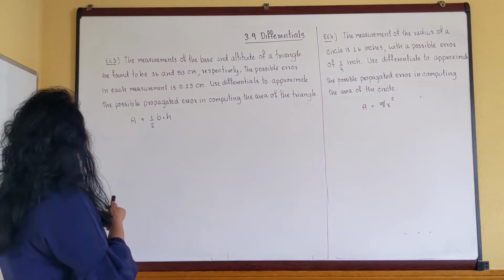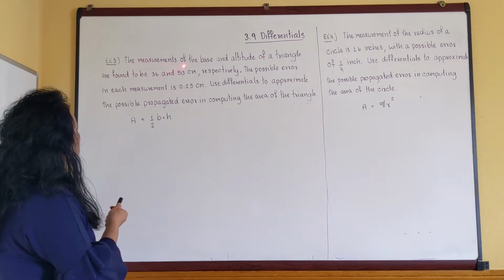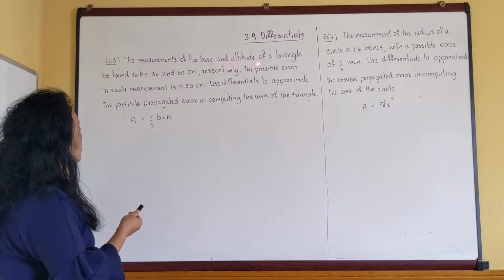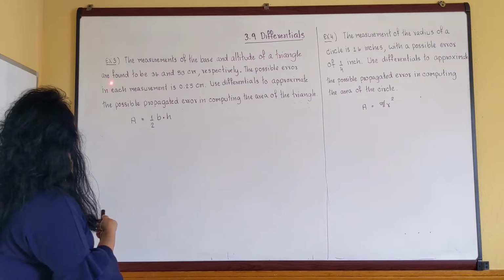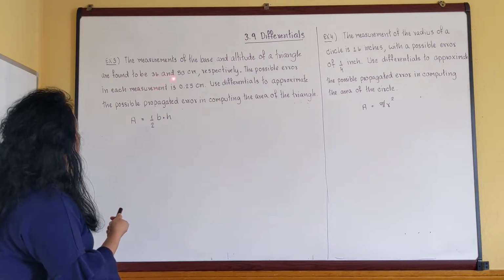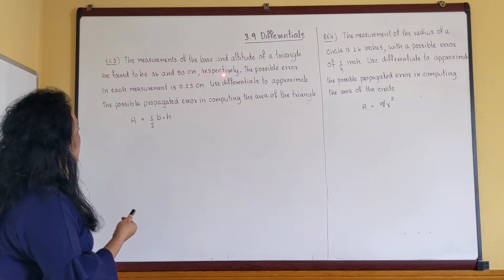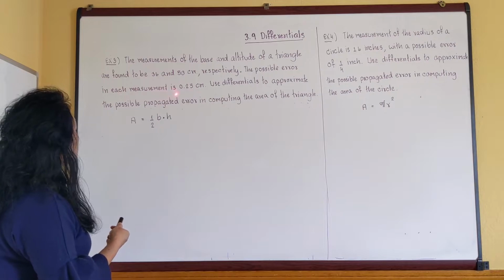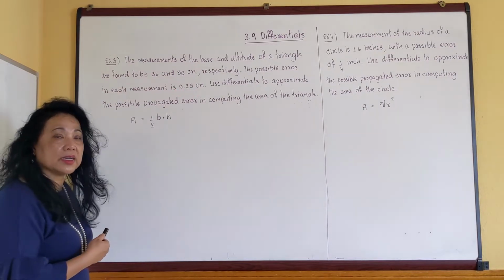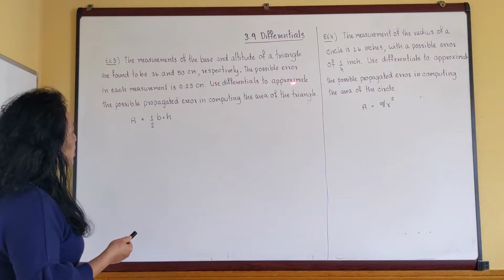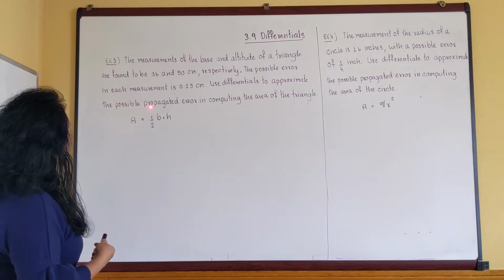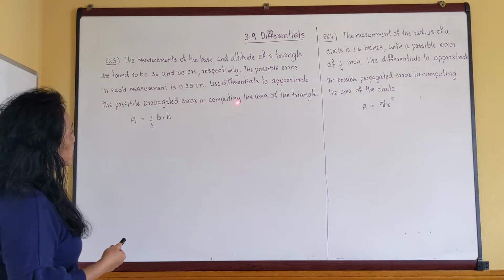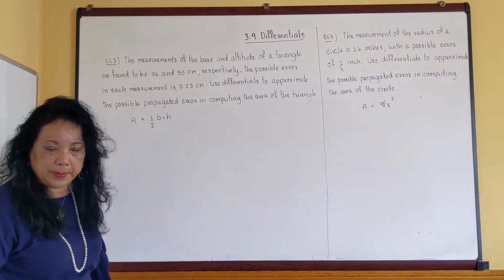Alright. Hi everyone, let's look at the application of 3.9. Look at the third example. The measurement of the base and altitude of a triangle are found to be 36 and 50 centimeters respectively. The possible error in each measurement is 0.25 centimeter. Use differentials to approximate the possible propagated error in computing the area of the triangle.